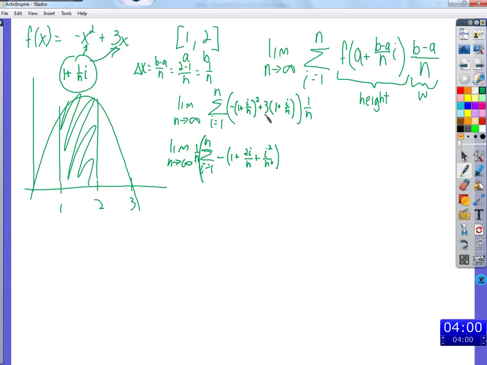So now remember also that right now we have this 1 over n out here. We can split apart this as its own sum and then this as another sum. So plus this other sum, 3 times 1 plus i over n. So we took out that constant multiple of 1 over n, and we have parentheses around this whole thing because we also split apart this sum into two sums. And now we'll split into three different sums.